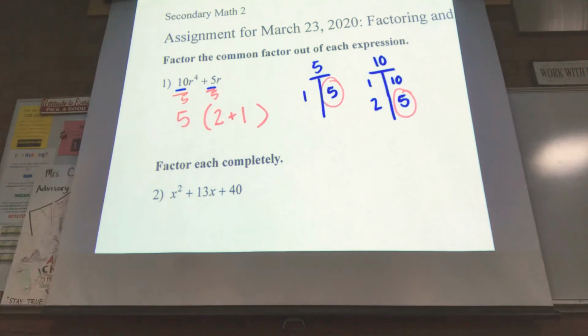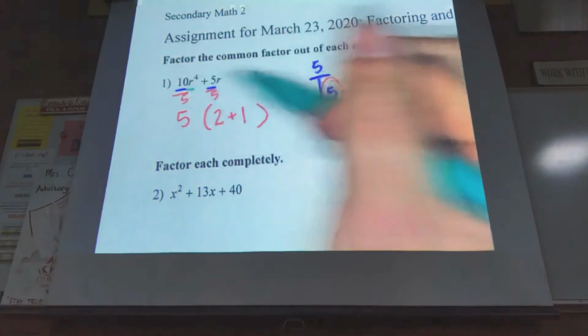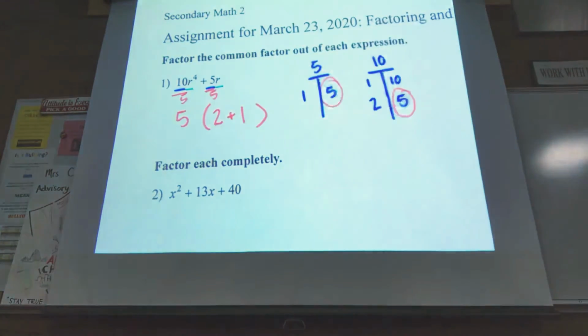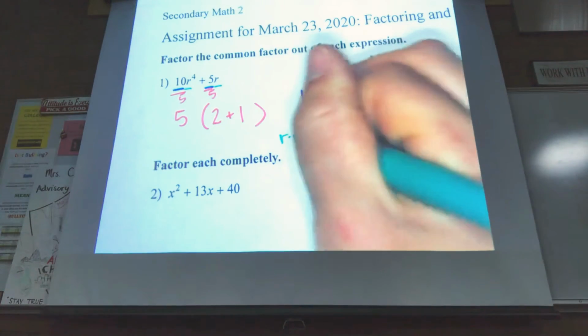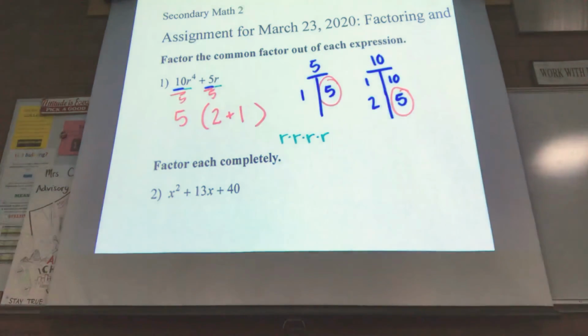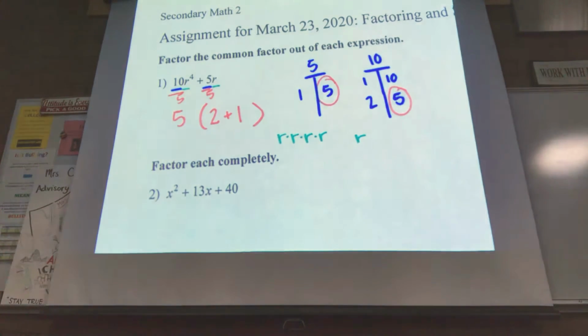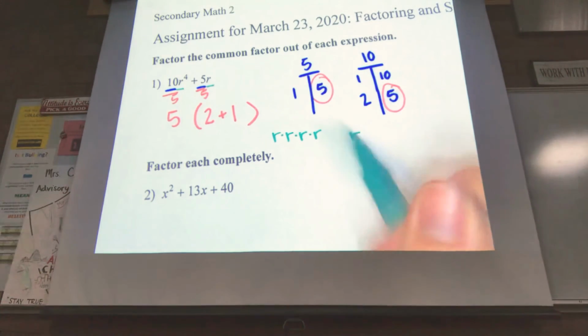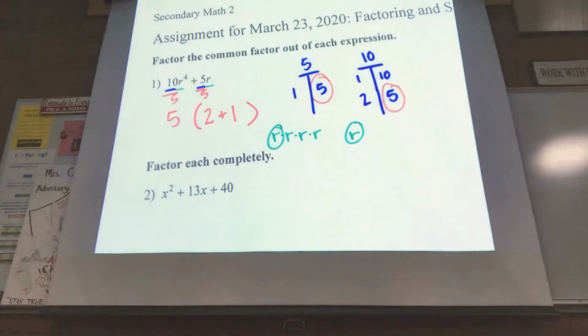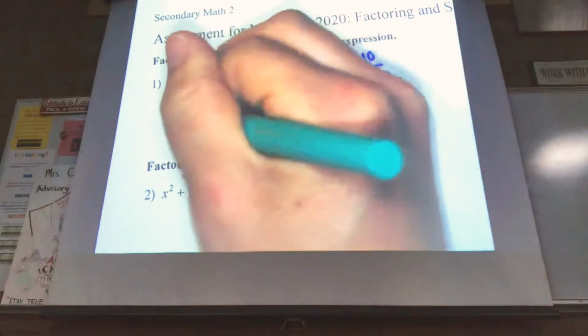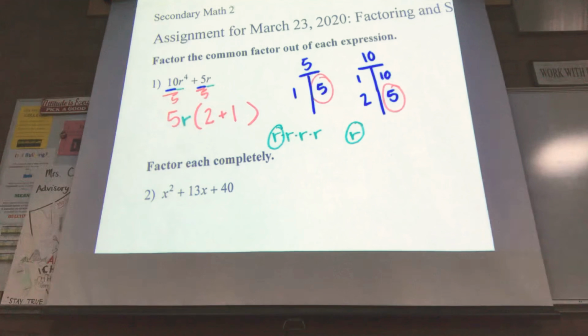Awesome. Now we need to look at the variables, the r's. Okay, so we have 4 r's in our first term and 1 r in our second term. Okay, if I were to draw this out, r to the fourth is just saying r times r 4 times, and then 1r. Okay, now we need to ask the question, how many r's do they have in common? The first term has 4, like I said, the second term has 1, so we know that they both at least have 1. One of them can come out next to that 5. We can factor out 1r because they have that in common.